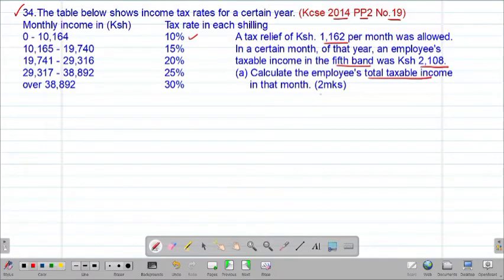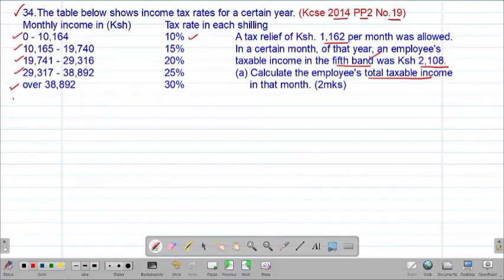that particular month. So of course we are given the taxable income in the fifth band, and clearly we can see that the table given has 1, 2, 3, 4, and 5 bands. Because we are given the taxable income in the fifth band, it simply means that the taxation occurred through all the given bands. Therefore, you're going to find the taxable income in each band. Then, of course, we add to get the total taxable income.